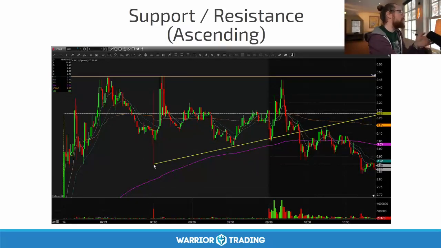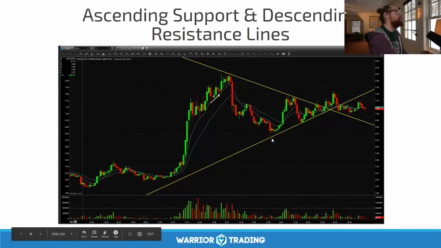Initially, it was support here, bounce, bounce, bounce, bounce, bounce, and then it was resistance after it broke and came back up to it. Now, at a certain point, if the stock is no longer respecting that level, that may be a time where we would just delete the line and say, all right, it's not really working anymore. But as long as it appears to be working, we keep it. So here we have some ascending support in this area right through here.